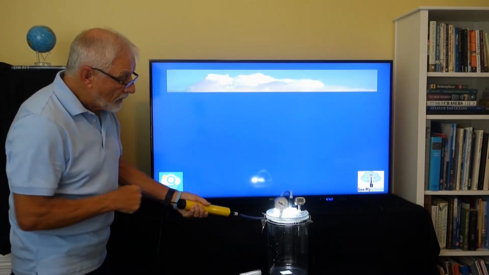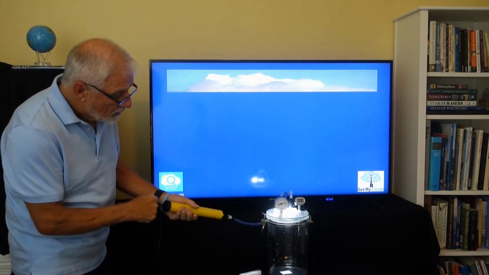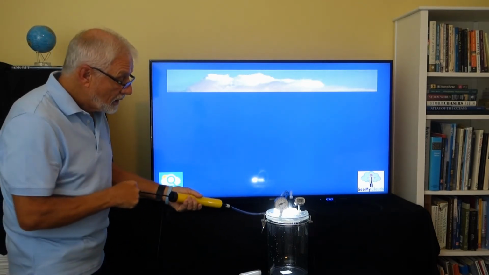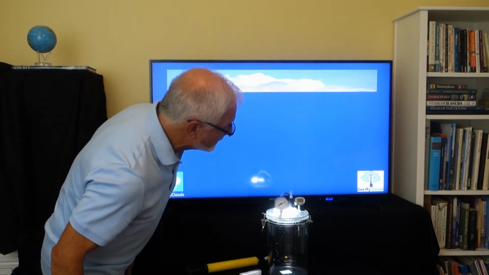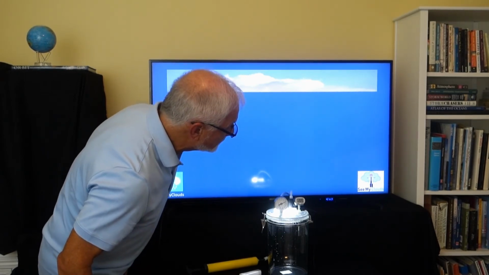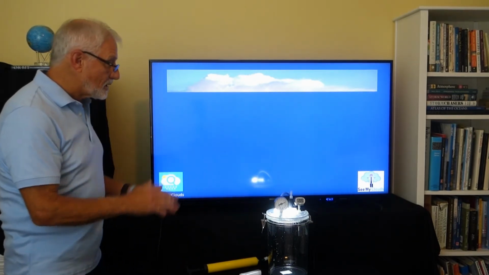So if I pull that down, well, we didn't get a cloud, first of all, but we did see the pressure going down, and the temperature has gone down. It's 22.6. So we got some cooling in there. So the question is, why didn't we get a cloud? That's a good question.